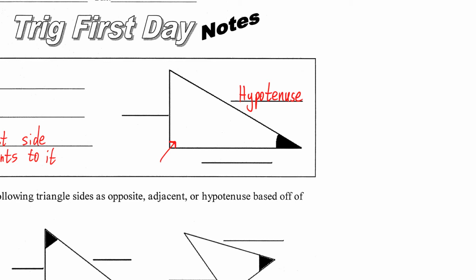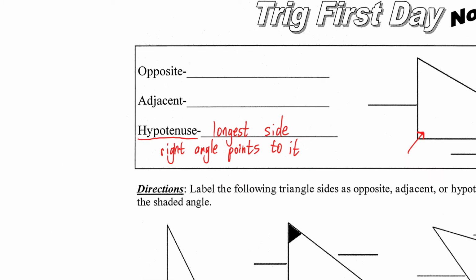Now, the hypotenuse is always the hypotenuse. Nothing changes it, okay? Like on the other two, it depends on which angle we're looking at. The hypotenuse, it does not matter. It's always just the hypotenuse. Okay, so let's talk about these other two things. Let's start off with adjacent.